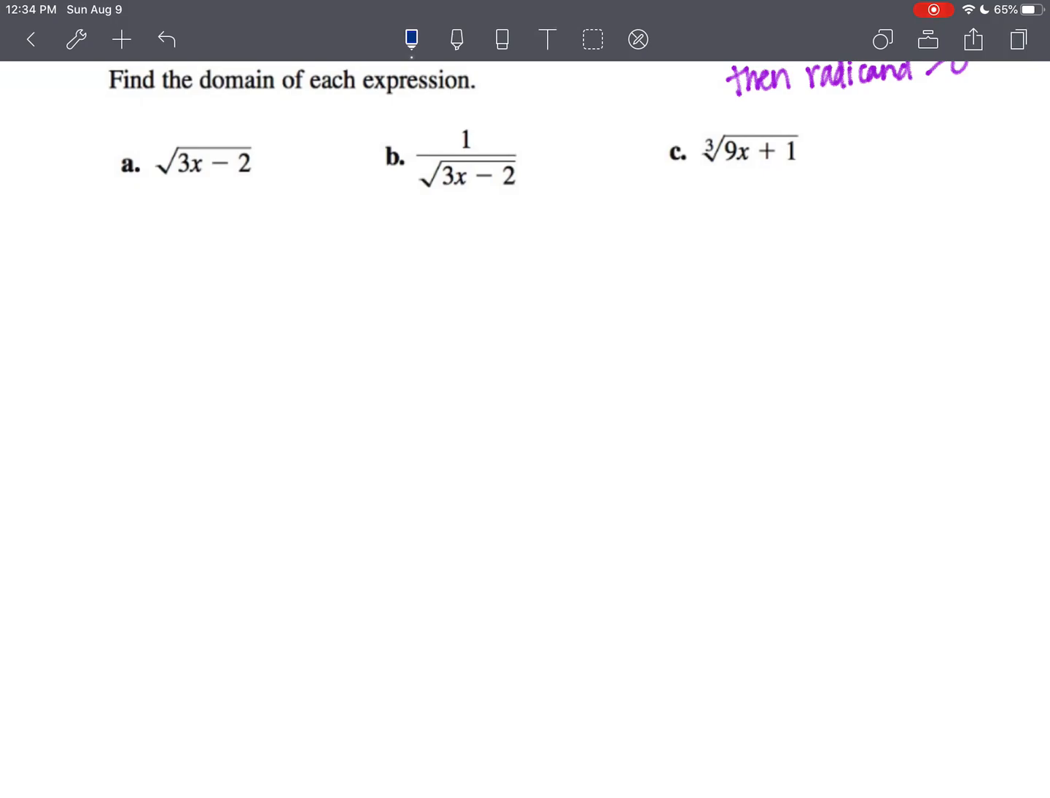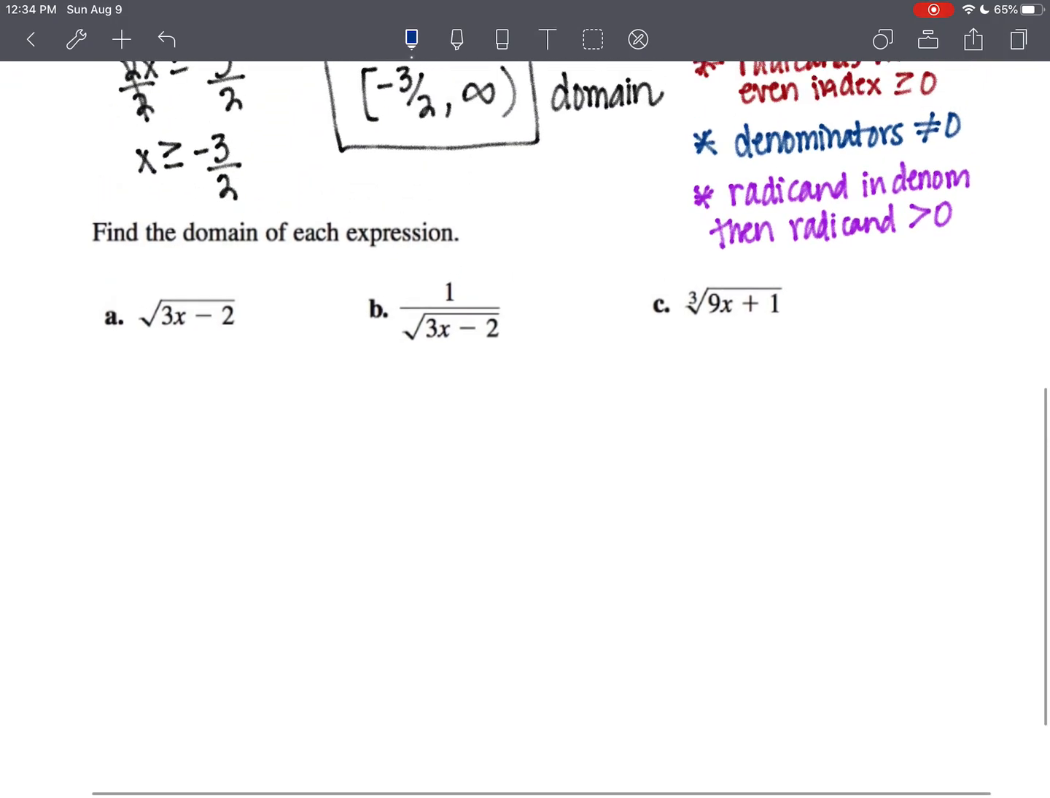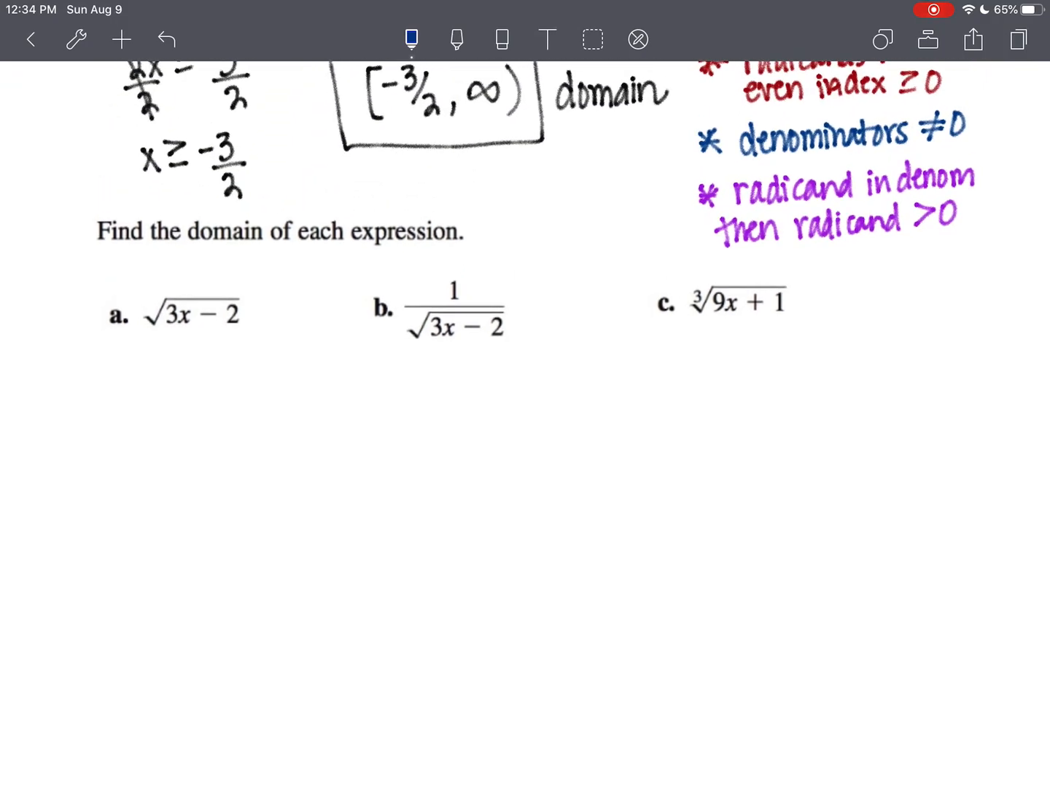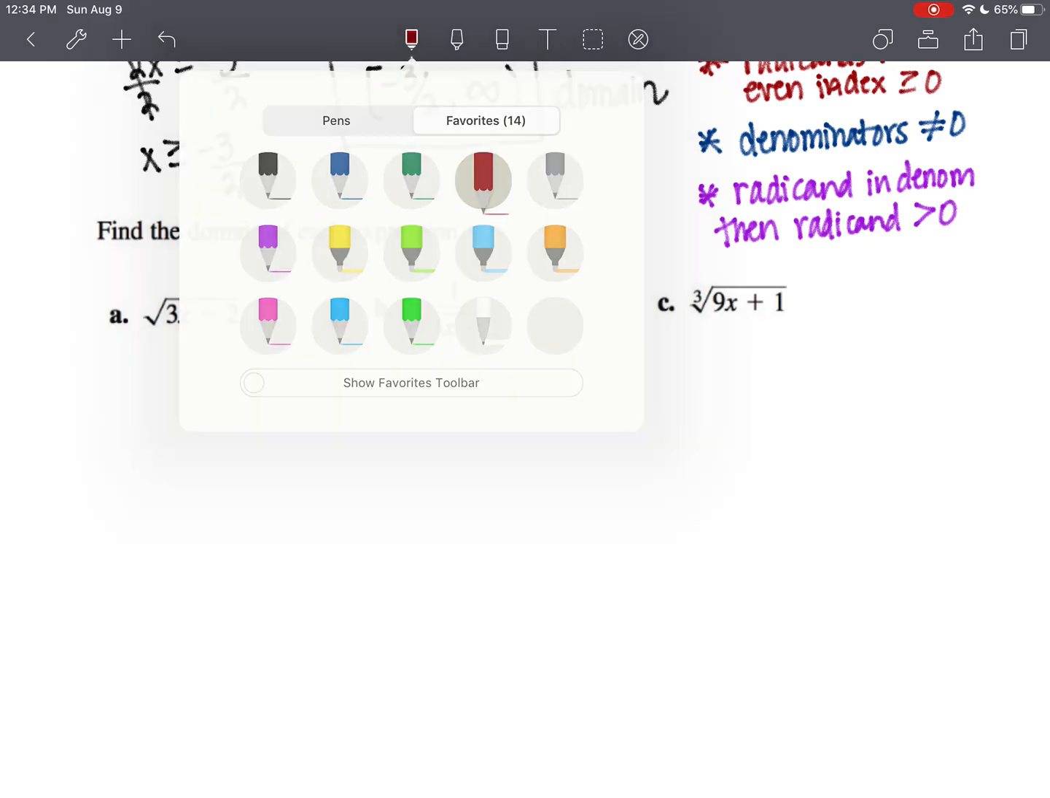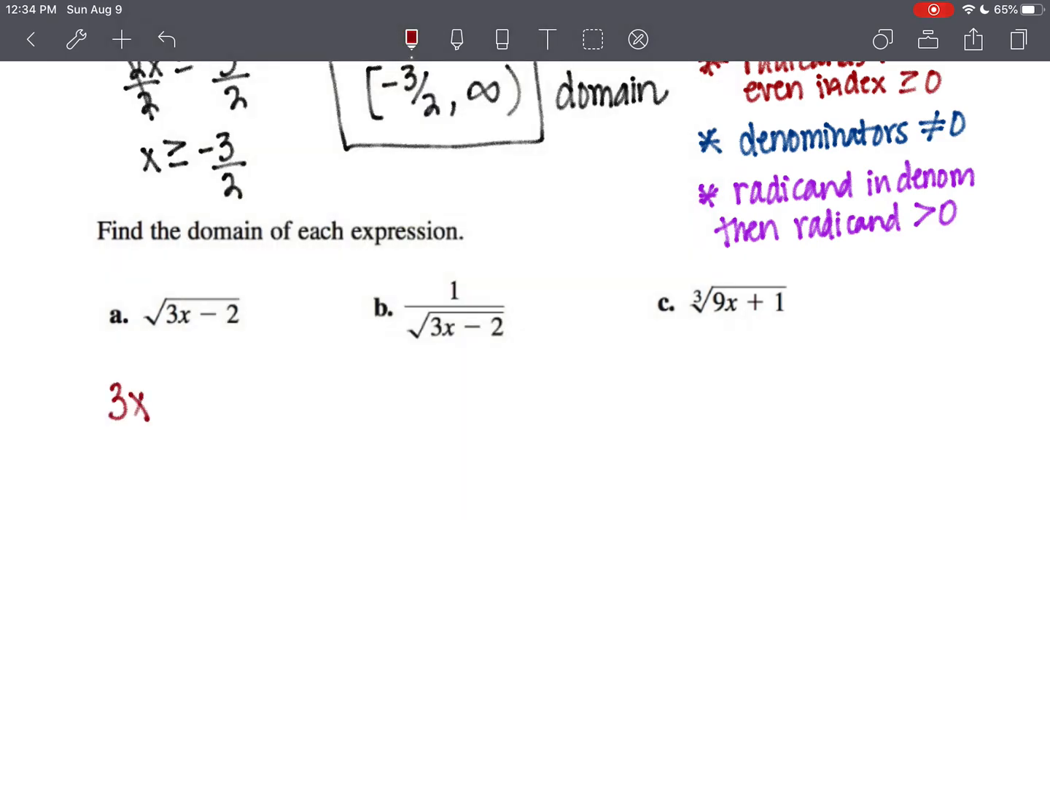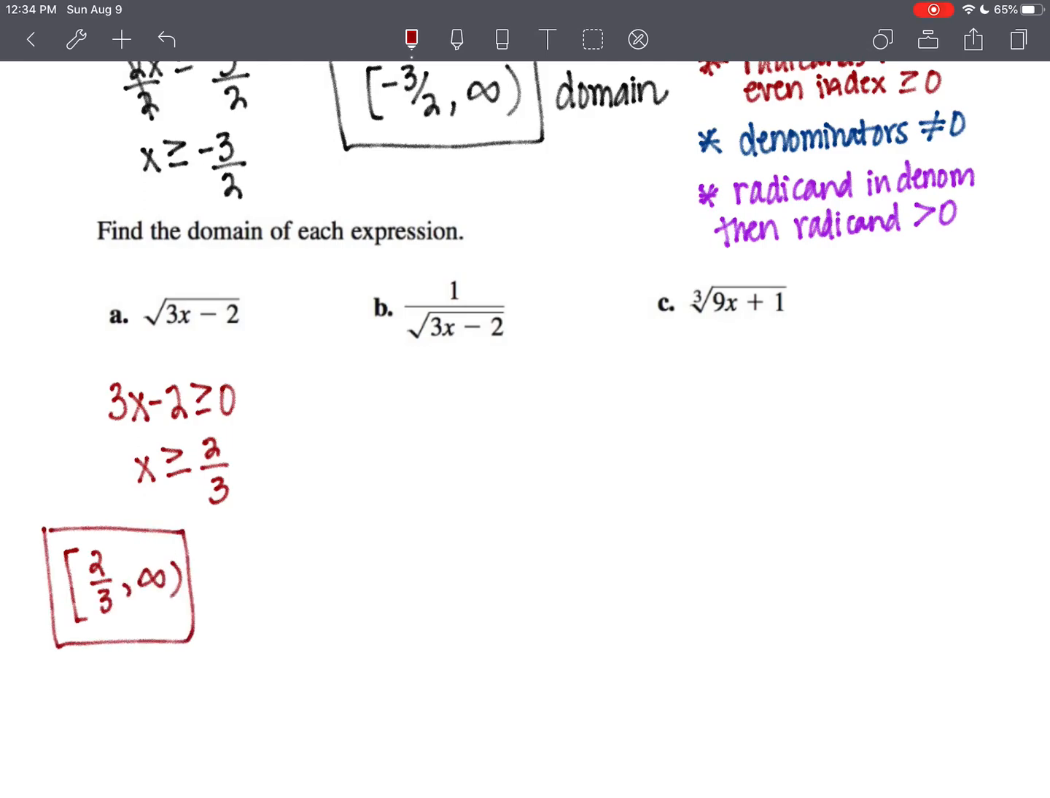We've got our first one, 3x minus 2. 3x minus 2 is our radicand. Going to set it greater than or equal to 0. 3x minus 2 is greater than or equal to 0. Add the 2, divide by 3, and I get x is greater than or equal to 2/3. So in interval notation, 2/3 to infinity, done.